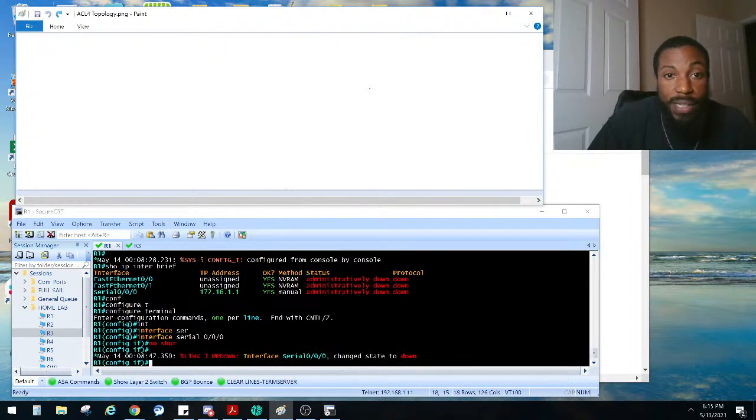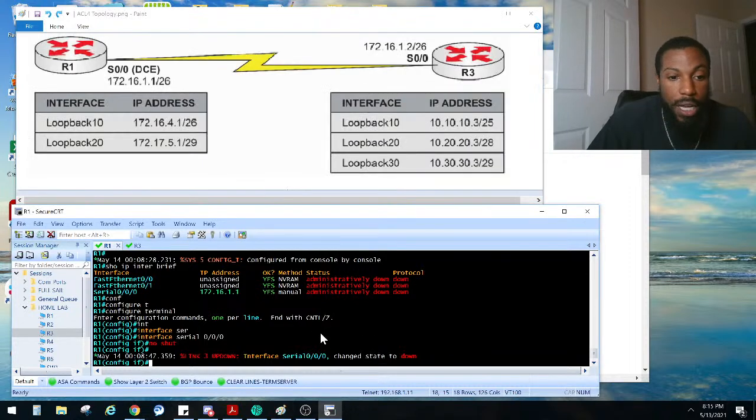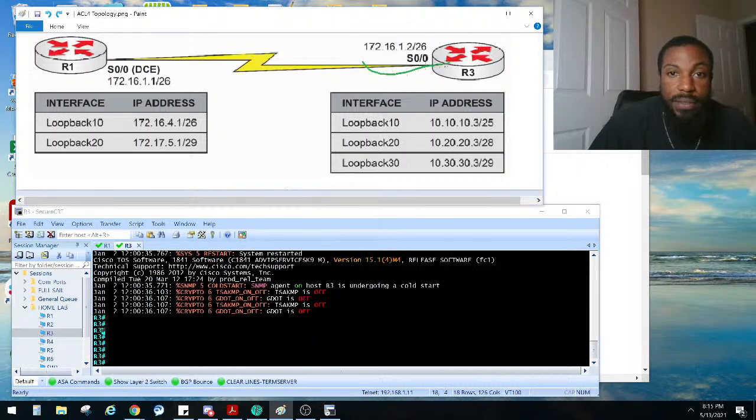Y'all with me so far? Anybody got any questions or anybody lost? I'm sure y'all not. All you guys are smart. I know y'all know what's up, man. Y'all know what's up. So let's go to router 3. Do this interface right here.